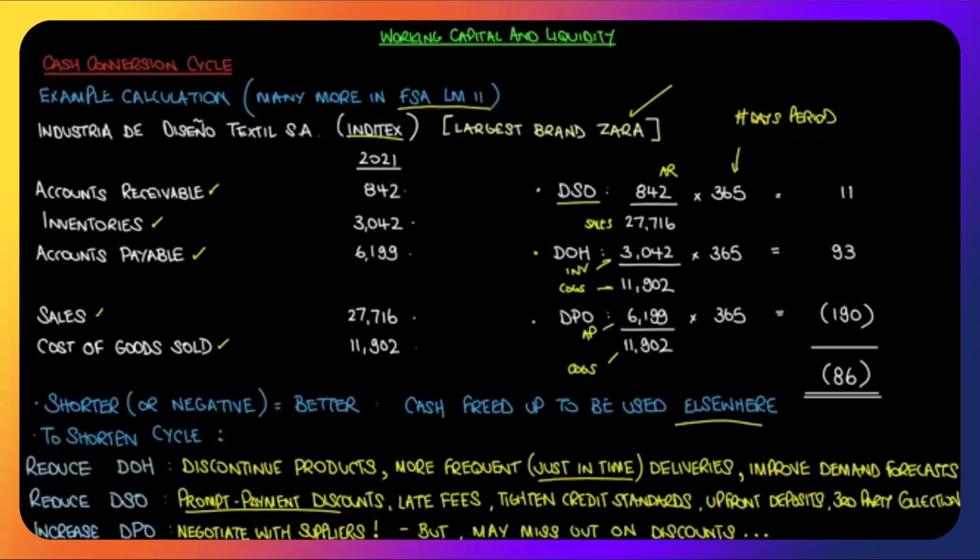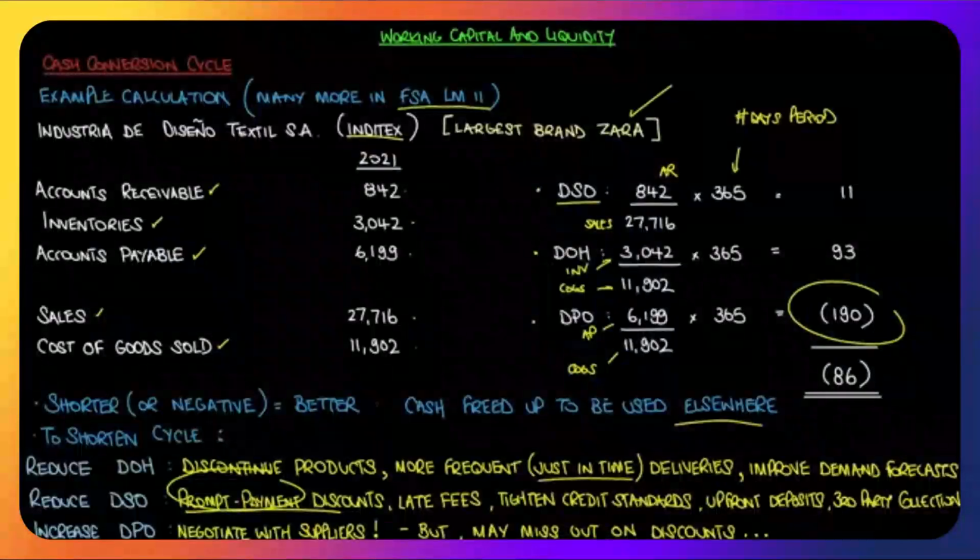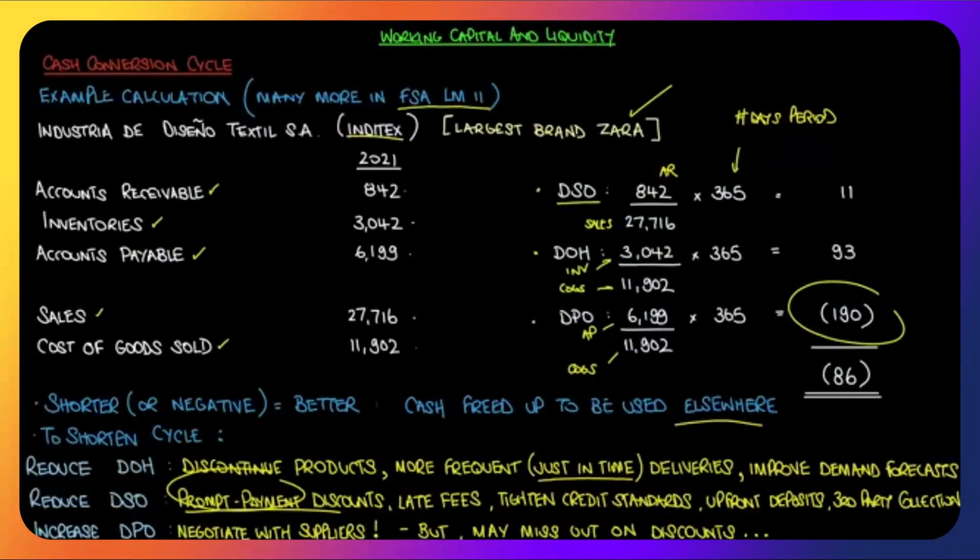Or you can increase DPO. Up to 190 would be nice. How do you do that? You negotiate terms with your suppliers. If you have the power in the relationship, you'll be able to do that. You can stretch out your DPO, but be careful. If you stretch out your days of payables, you may miss out on prompt payment discounts yourself. And that could be costly, as we are about to see.